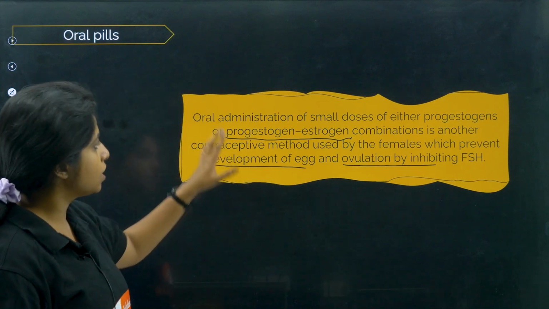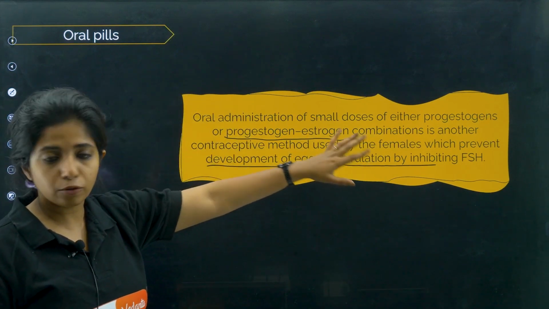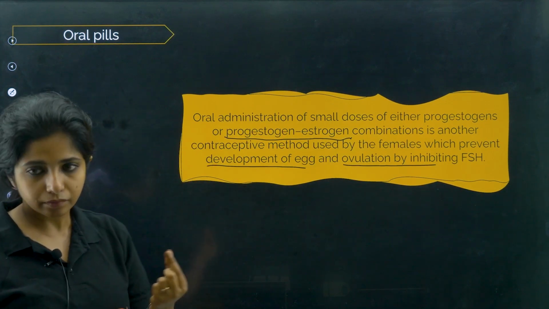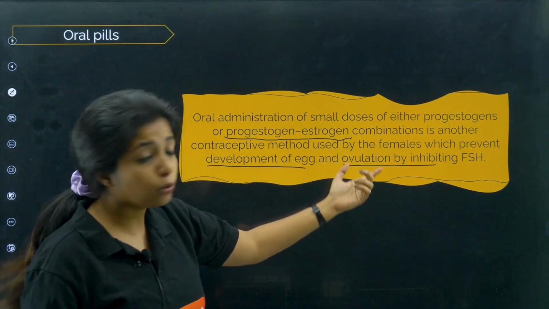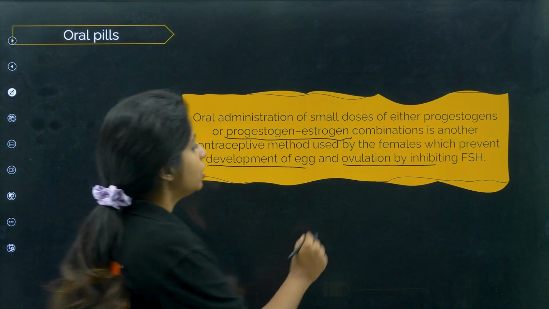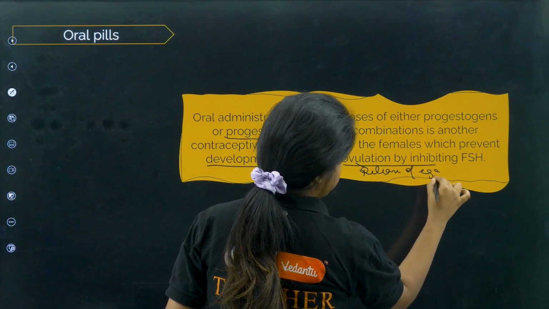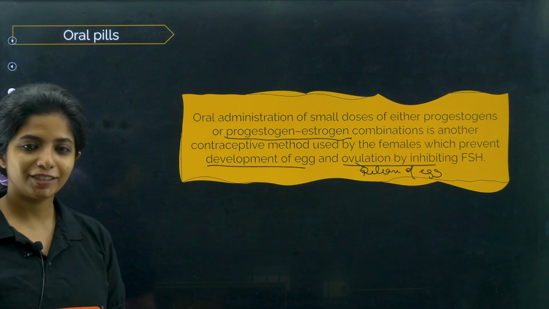Similarly, you can remember like this: oral administration of small doses of either progesterone or progesterone-estrogen combination are being put in the pills, which prevent development of egg and ovulation. Ovulation basically means release of egg. Cool. So this is oral pills.